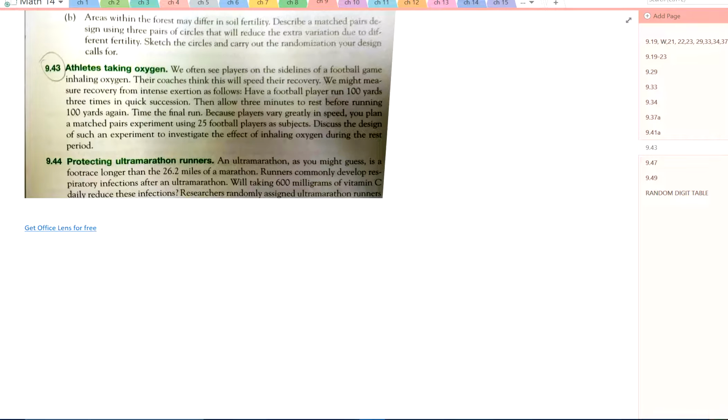Okay, does oxygen help speed the recovery? We've got a football player running 100 yards three times in quick succession. So 100 yards, 100 yards, 100 yards, then take a 3 minute break, then run 100 yards. Because players vary greatly in speed, you plan a matched pairs experiment. Discuss the design.